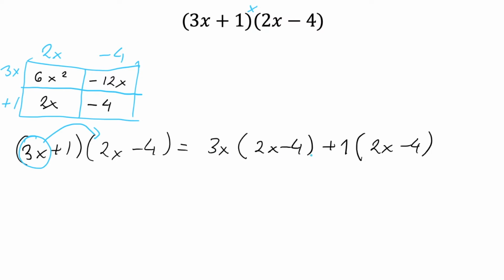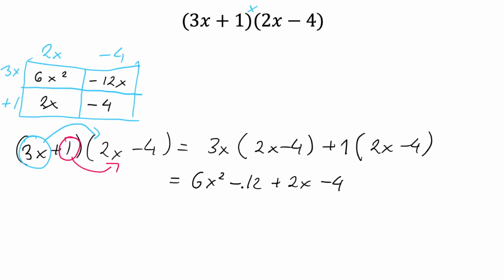3x times 2x minus 4. And I also took plus 1 and I multiplied plus 1 by every element of the second bracket. So I have plus 1 times 2x minus 4. Now we can continue with our calculation and expansion. And we get 3x times 2x is 6x squared. 3x times minus 4 is minus 12x. We have plus 1 times 2x is plus 2x. And we have plus 1 times minus 4, which is minus 4.